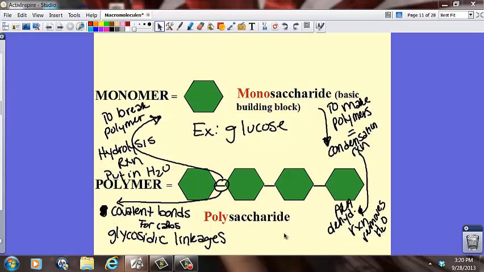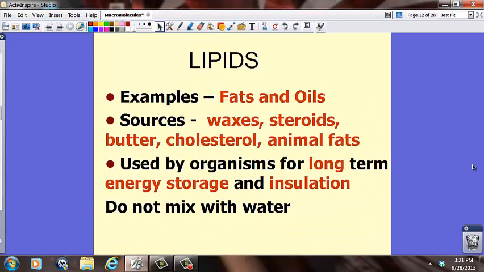So when we refer to the covalent bonds found in sugars or in carbs, we are talking about glycosidic linkages. If I were to break down my polysaccharide, breaking those glycosidic linkages and returning it to its monosaccharide form, I would call that reaction a hydrolysis reaction, because I would be adding water in order to break up the bond. So moving on to lipids.